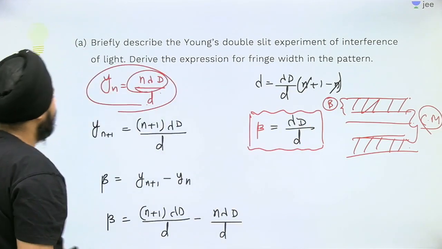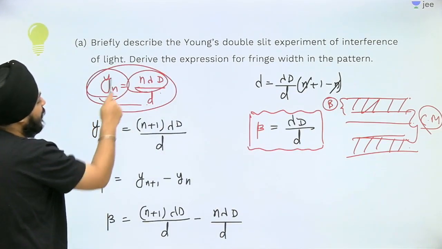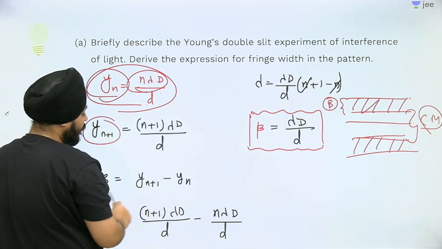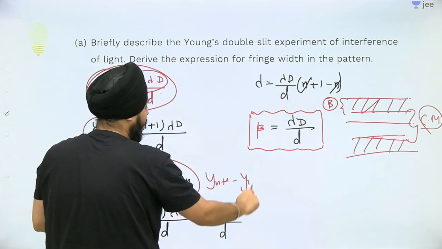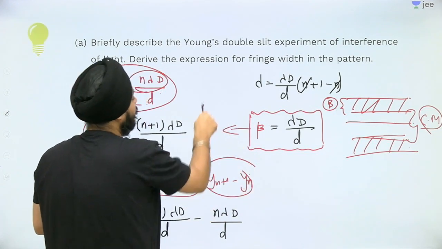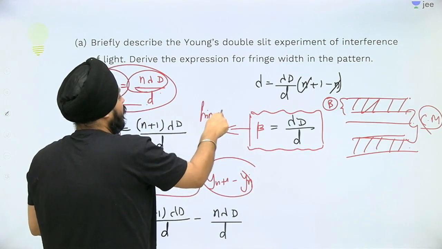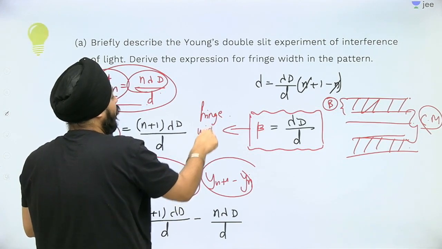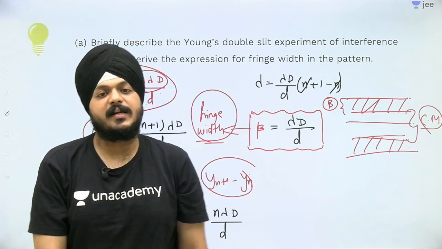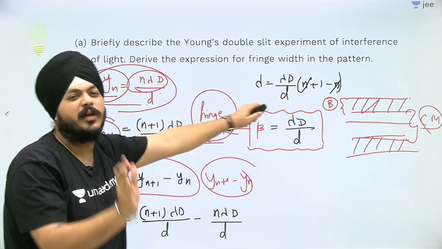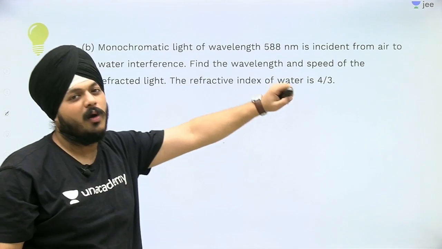Moving forward, if I apply this to y(n+1), my fringe width would be y(n+1) minus y(n). Resolving this, I get the formula of the fringe width. Is it clear, guys? It's a very simple explanation about the Young's double slit experiment that you have always seen before.